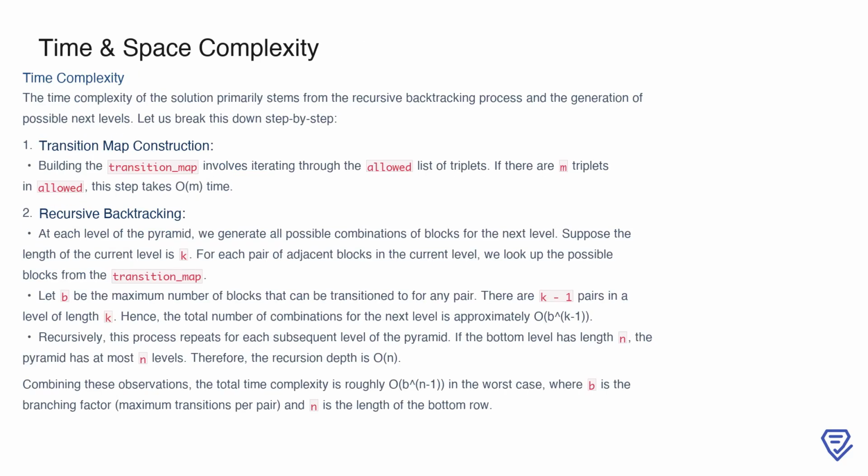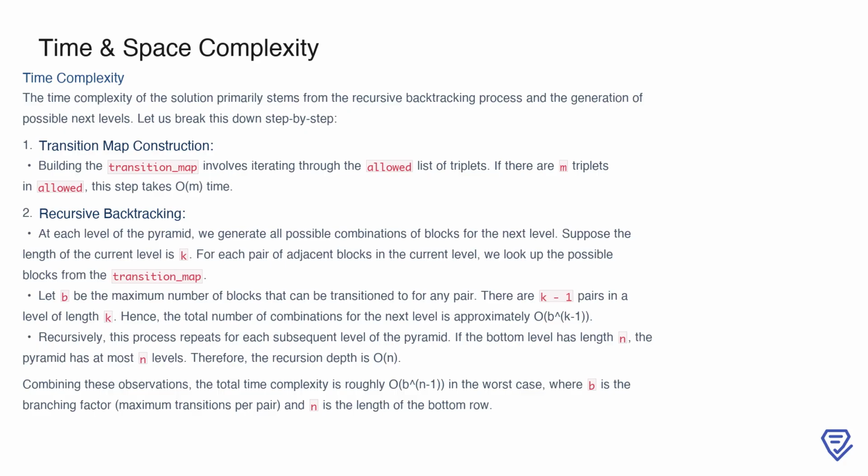The time complexity of this solution is primarily influenced by the recursive backtracking process and the generation of possible next levels in the pyramid. To understand this, let's start with the construction of the transition map. Creating the transition map involves iterating through the list of allowed triplets. If there are m triplets in the list, this step requires O(m) time, as each triplet is processed once. Next, we consider the recursive backtracking process.